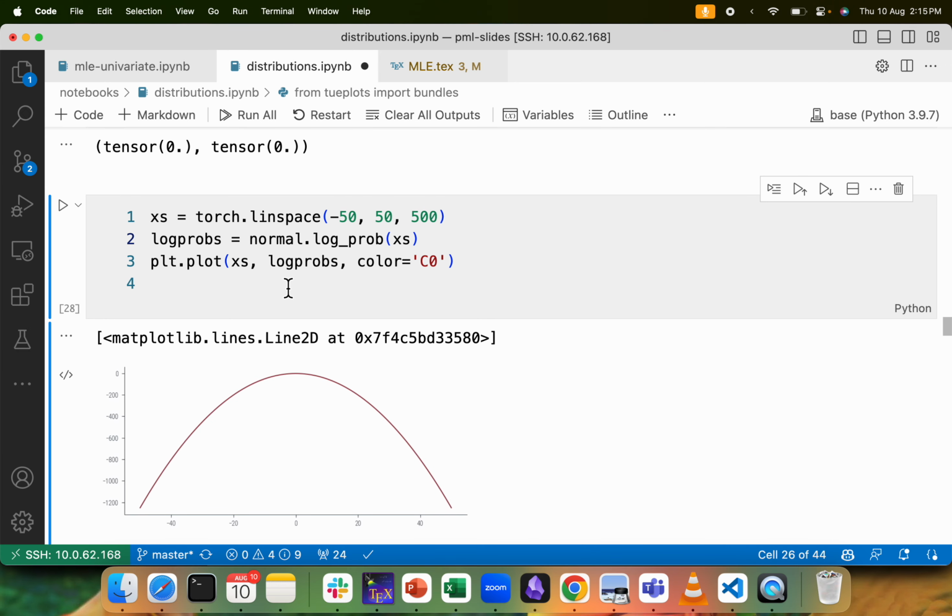Any questions thus far? There are other reasons as to why we use log, and we'll see them in a minute.